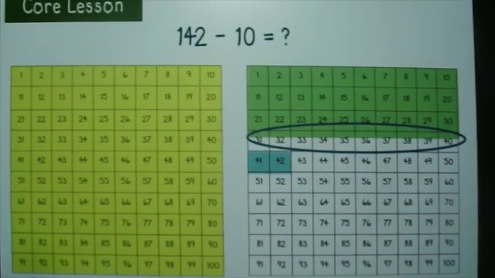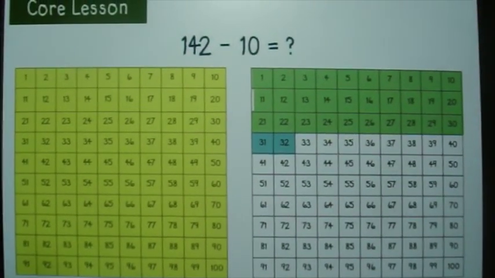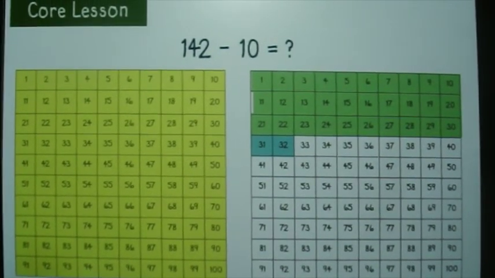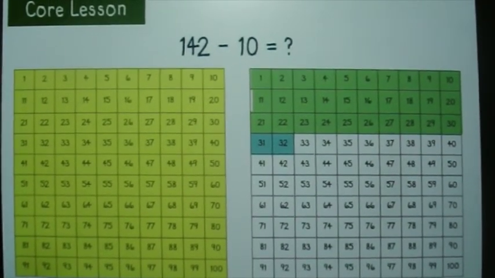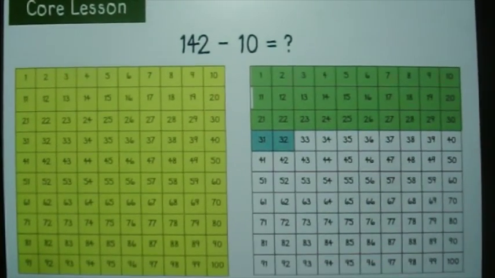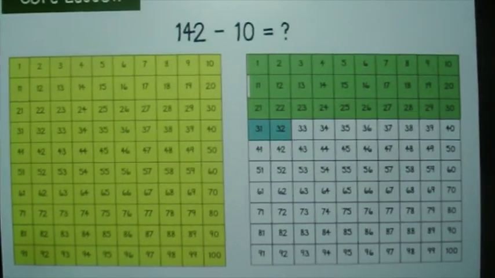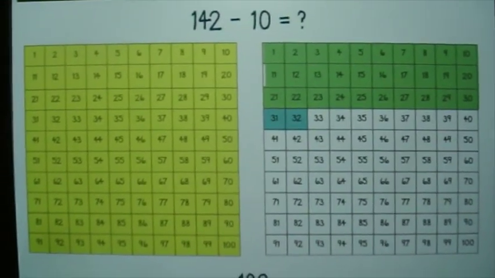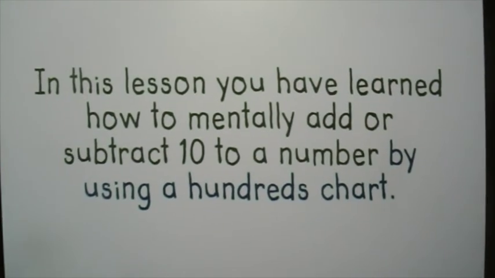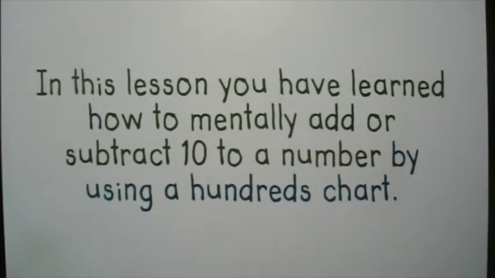Now I'm going to shift those ones so that it makes sense. So now here's 142 with 1 less 10. So it's still 100. Now it's 3 rows, or 30, and it's still 2 ones. So 142 minus 10 equals 132. In this lesson, you have learned how to mentally add or subtract 10 to a number by using a hundreds chart.